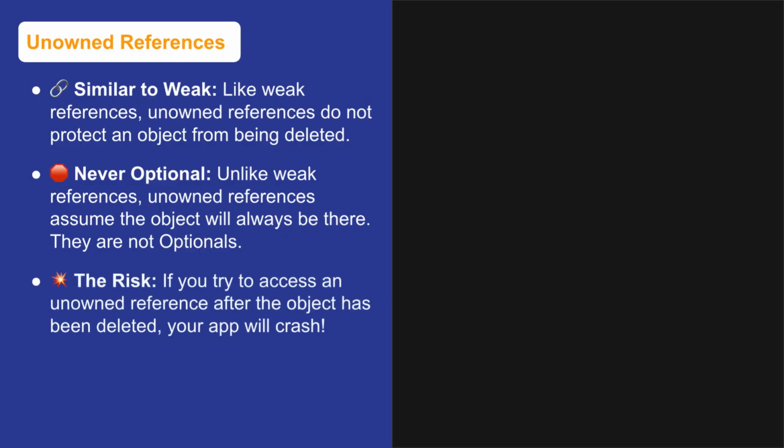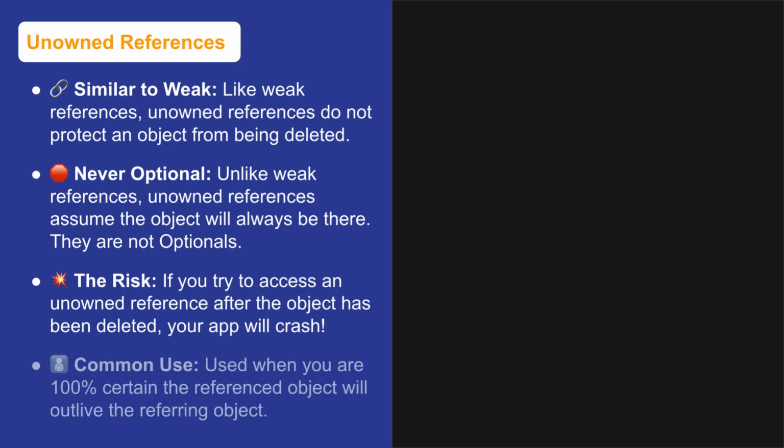Because they are not optional, there is a serious risk involved. If you make a mistake and try to access an unowned reference after the object has been deleted, your app will immediately crash. Therefore, the common use case for unowned references is very specific. They should only be used when you are 100% certain that the referenced object will outlive the referring object.